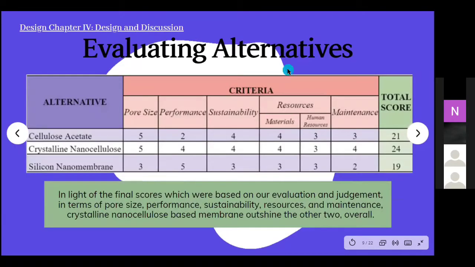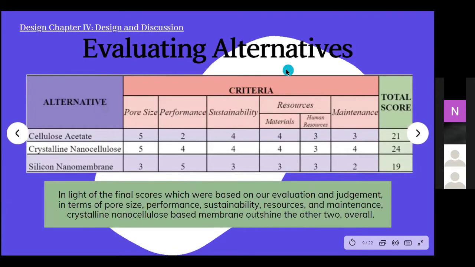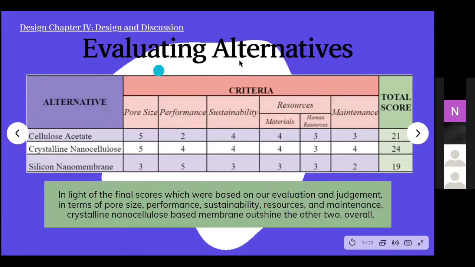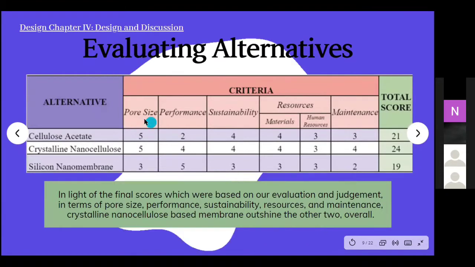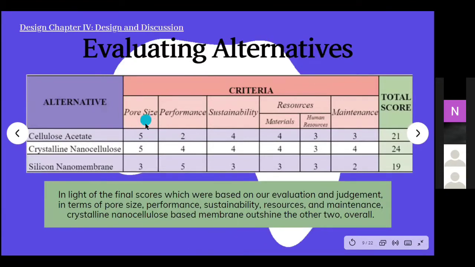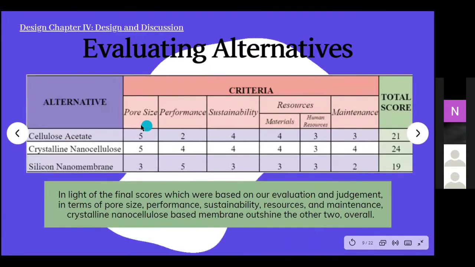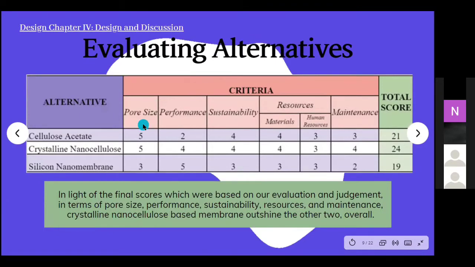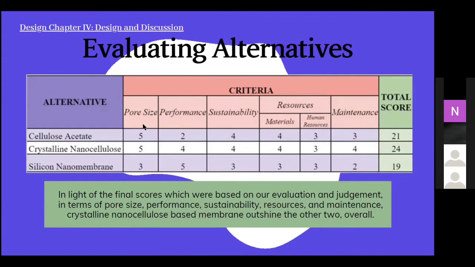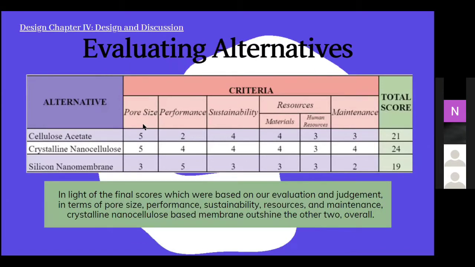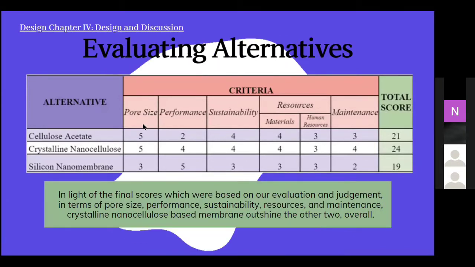Moving on, now we're going to briefly explain how we evaluate our alternatives, starting off with the pore size. The cellulose acetate and crystalline nanocellulose got a score of 5 because their pores are adjustable and suitable for the filtration of microplastic in water. Silicon nanomembrane, however, got a score of 3 because the pores aren't very suitable for the filtration of microplastic and aren't adjustable and flexible.